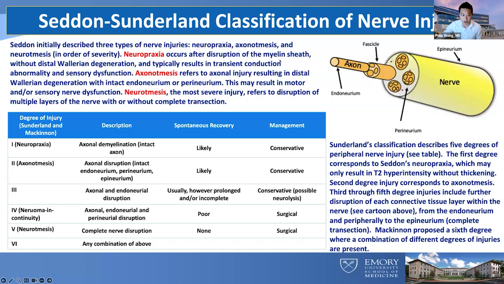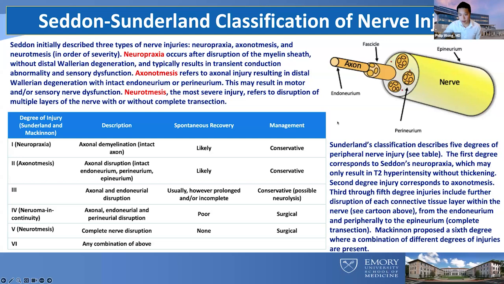is disruption of the myelin sheath without Wallerian degeneration. And this is typically a transient motor or sensory dysfunction, which usually resolves on its own. And then axonotmesis refers to axonal injury, which does result in Wallerian degeneration. And neurotmesis is the most severe injury, which is disruption of multiple layers of the nerve with or without complete transection.